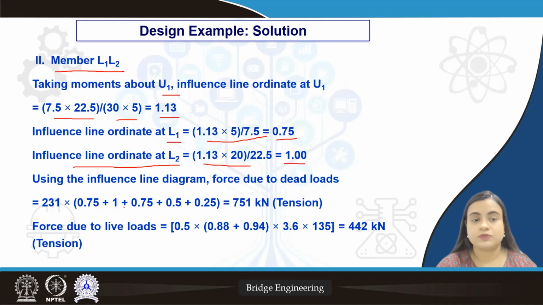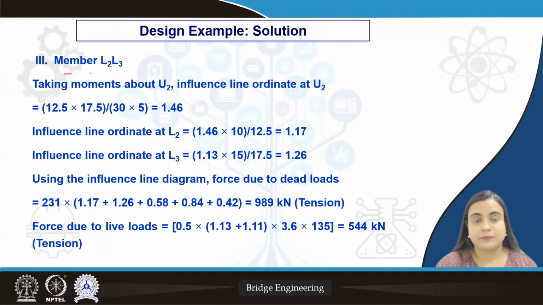So using the influence line diagram, force due to dead load will be 231 times 0.75 plus 1 plus 0.75 plus 0.5 plus 0.25, that is equal to 751 kilonewton tension, and force due to live load will be 0.5 times 0.88 plus 0.94 times 3.6 times 135, that is equal to 442 kilonewton tension.